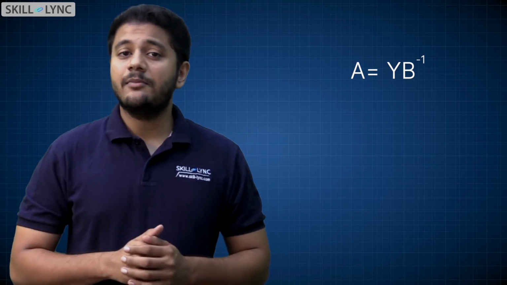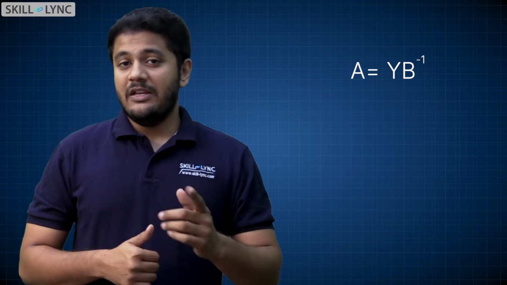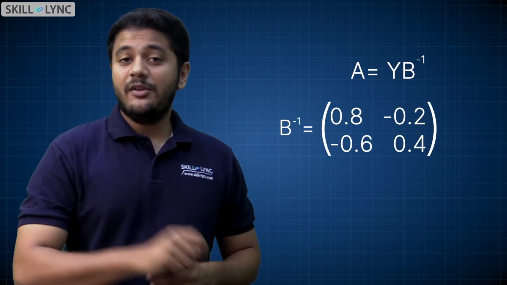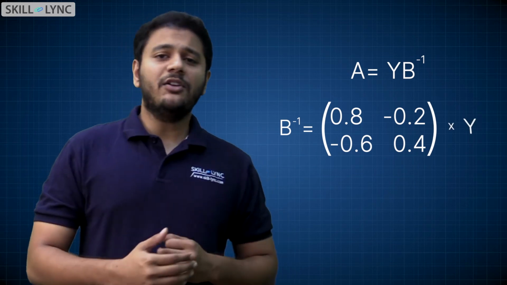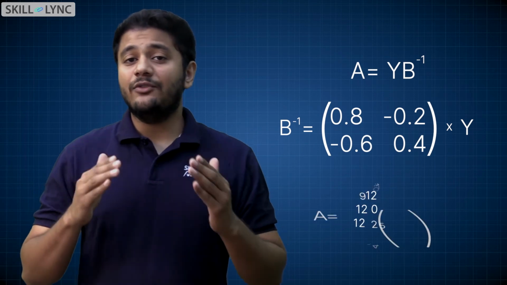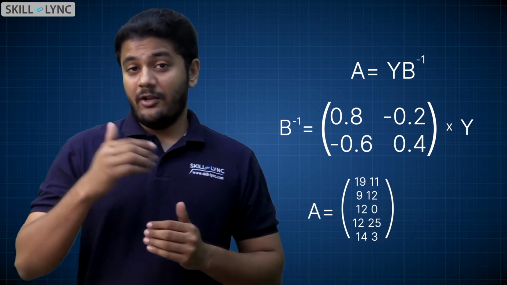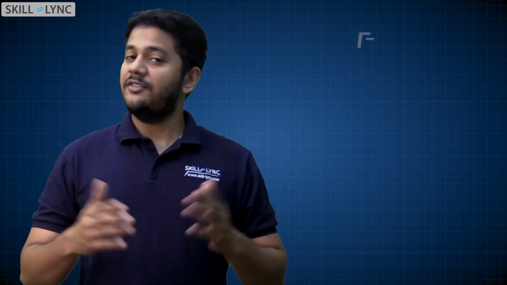In other words, my partner must know what the matrix B is to decipher the message I sent him. In our case, the inverse of matrix B is shown on the screen. Therefore, my partner can multiply the inverse matrix with the matrix values I sent him, and he will end up with the values of matrix A. He can then correspond these values with their alphabets and decode the message to say Skill-Lync.